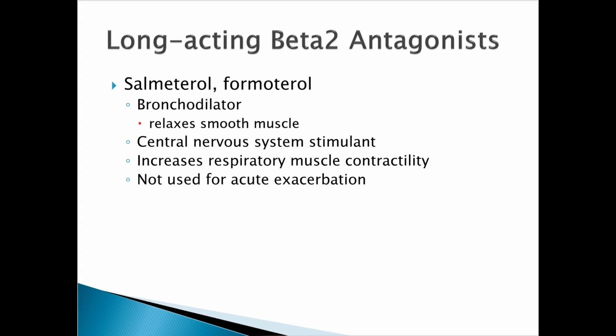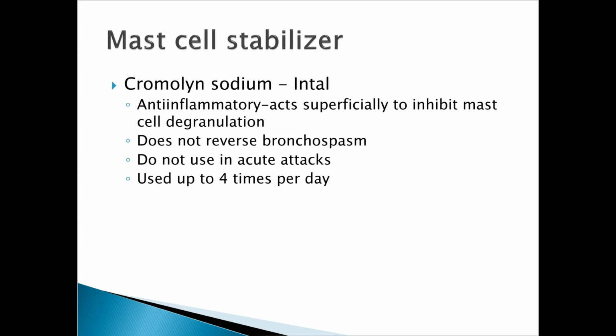Solumedrol and formoterol are bronchodilators as well. It's a central nervous system stimulant, increases respiratory muscle contractility. This is not used in acute, it's used for long-term, hence long-acting beta-2 agonist, but it's used for long-term control.